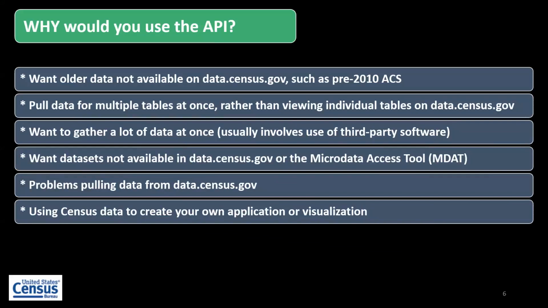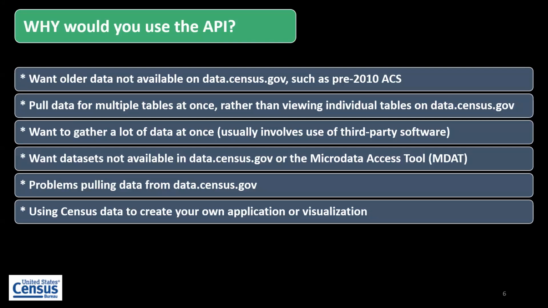So why would you want to go and actually pull data from the API? I won't go through all of these, but I wanted to focus on the first 2 on the list here. Some of these may be by choice for using the APIs, while others may actually necessitate the use of the API. The first bullet point here is a good example of something that may actually necessitate use of the API. And that's if you wanted to access some older data that perhaps is not available on data.census.gov. The example I gave here was pre-2010 ACS or American Community Survey data. So we'll take a look at how to do this in just a bit in one of our examples.